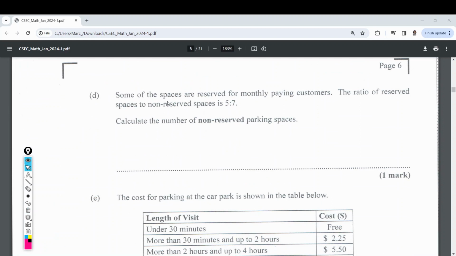It says some of the spaces are reserved for monthly paying customers. The ratio of reserved spaces to non-reserved spaces is 5 to 7. Calculate the number of non-reserved parking spaces. So this is a ratio question, guys, and the ratio is 5 to 7. If it's 5 to 7, guys, 5 plus 7 would give us the total whole, which is 12 whole, right? So this is pretty simple, guys. If you want the non-reserved spaces, you just have to multiply 7 over 12. Because remember, it's a ratio, guys. 7 over 12 represents one part of the ratio, the non-reserved part of the ratio.